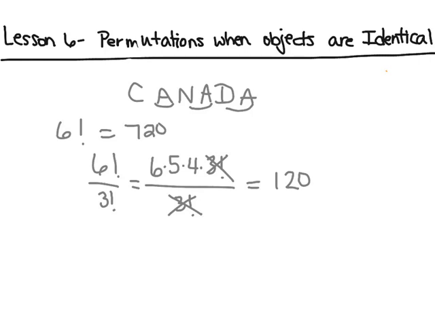Now it has one more condition, that the first letter has to be an N and the last letter has to be a C. So we have 1, 2, 3, 4, 5, 6. This is an N and this is a C. So we're left with 4 different options.